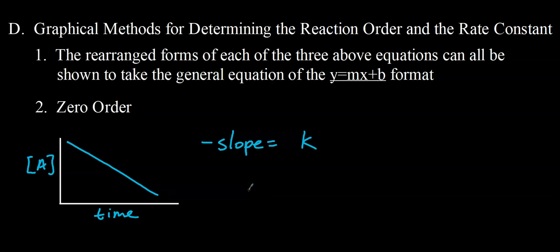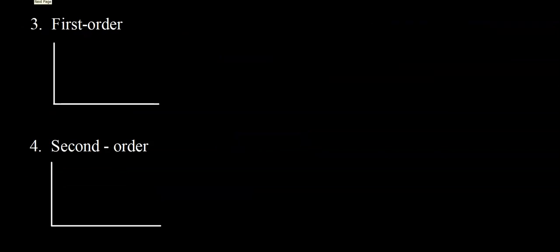That might be better, I think. Either way, same thing. So if the plot of concentration versus time yields a linear graph with a negative slope, that means that the reaction is 0 order for that substance, and the rate constant is simply the negative of the slope.